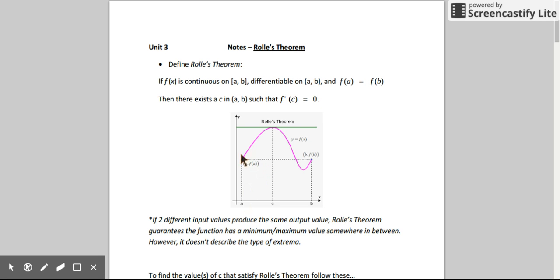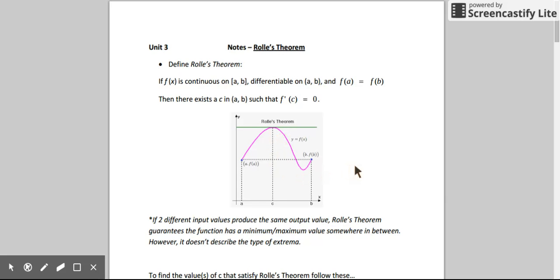So if I have a function here in between the interval a and b, if I plug some input in and I get some output, and then I plug a different input in and I get the same output or the same height on my function, there must have occurred a minimum or a maximum in between those 2 points.